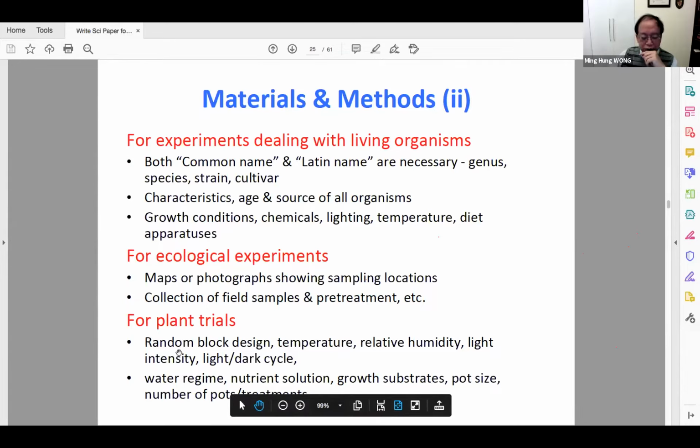Now, very often we have to conduct some plant trials. We should tell people about your random block design, the environmental conditions: temperature, relative humidity, light intensity, light-dark cycle, and so on. Not only these conditions, but we also should talk about the water regime, the nutrient solution you use, the growth substrate, pot size, number of replicates, and so on. So very often people forget about pot size.